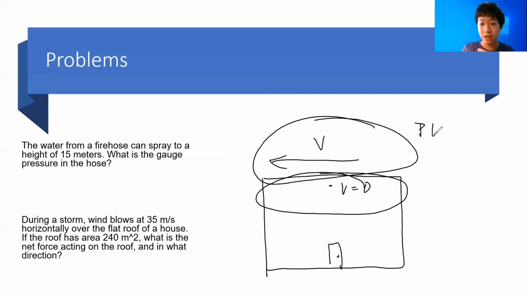So the P is lower here, and P is higher here, because Bernoulli's principle says that the lower the velocity, the higher the pressure. The higher the velocity, the lower the pressure. Okay, so since P low, P high, we can find the difference in pressure, and therefore we can use that to find the net force pushing the roof up. So now let's do Bernoulli's equation on the top and bottom.